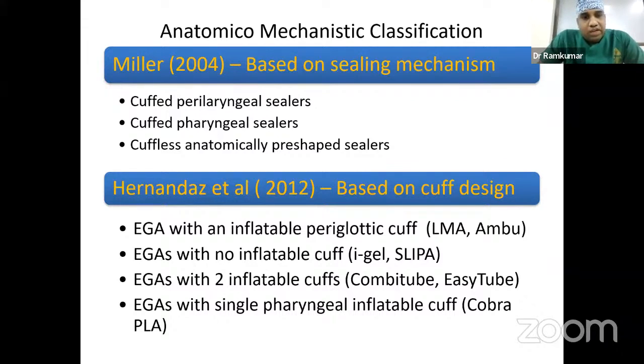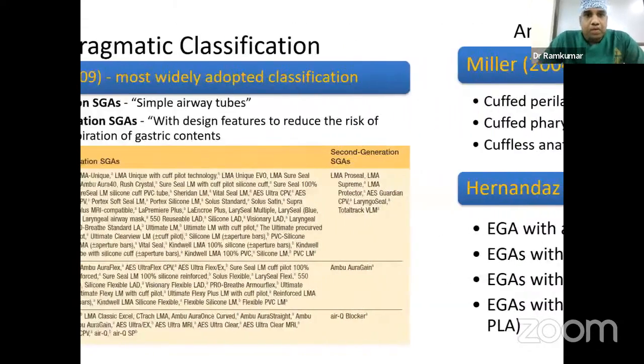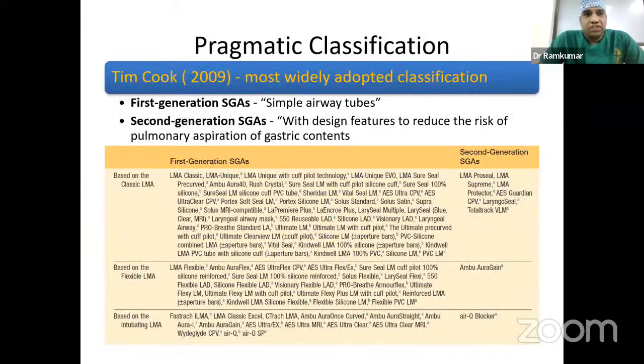Then there are other classifications: extraglottic airways with two inflatable cuffs like the Combitube and EC tube, and extraglottic airways with a single pharyngeal inflatable cuff like the Cobra PLA. The recent classification, given by Tim Cook in 2009, says it's better to use first generation and second generation devices, which is more practical, and that's why it is called a pragmatic classification. First generation devices are seen as simple airway tubes, used just for ventilation purposes, with no other advantages.